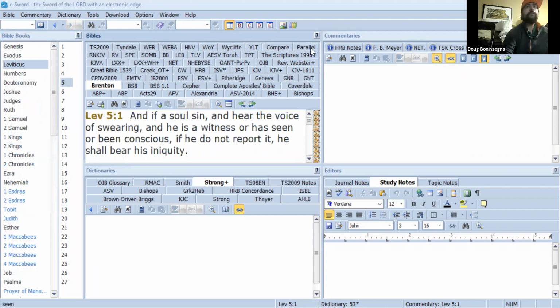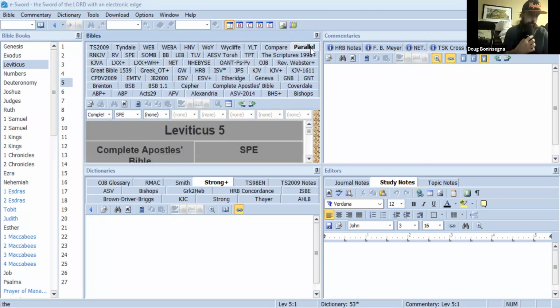Okay, so let me just get it there. All right. And if someone sins and hears the sound of an oath, so this is talking about swearing an oath before Yahuwah. And this witness either has seen or is aware of it. If he does not speak out, he will incur guilt. Basically, if he doesn't report his neighbor sinning and not keeping an oath, he will be guilty.